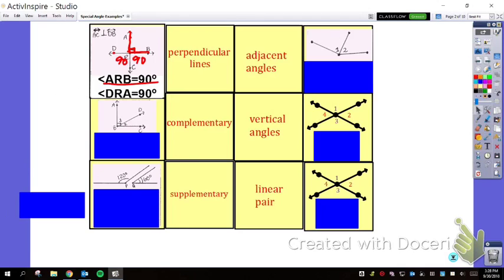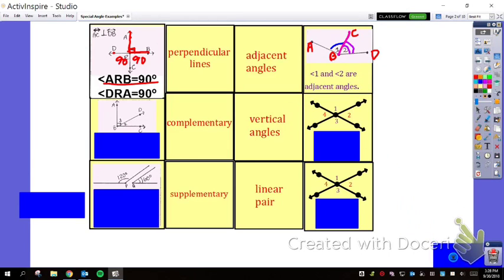The next one that we're talking about is adjacent angles, and adjacent just means next to. It's an angle that shares a common vertex and a common side. So if we put some letters on this picture, let's say A, B, C, and D, then both of these angles, here's angle 1 and angle 2, share the vertex B, and they share a common side. That common side would be BC. So we know that those angles are adjacent.